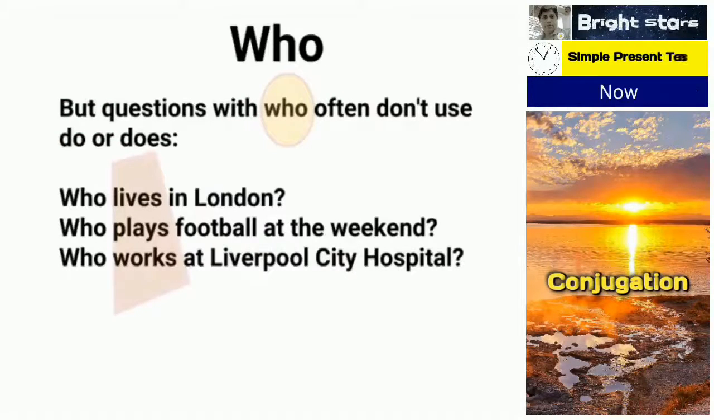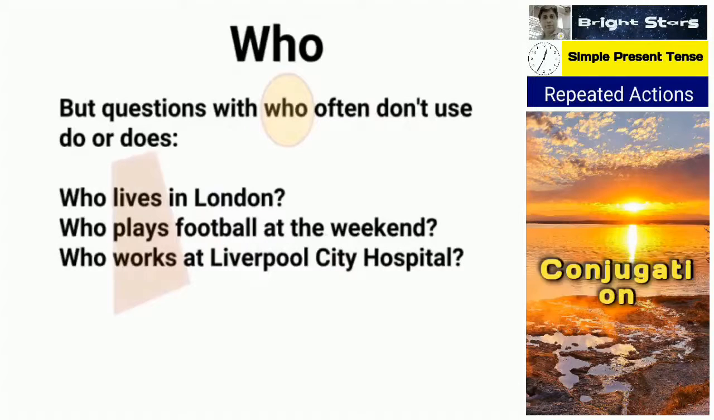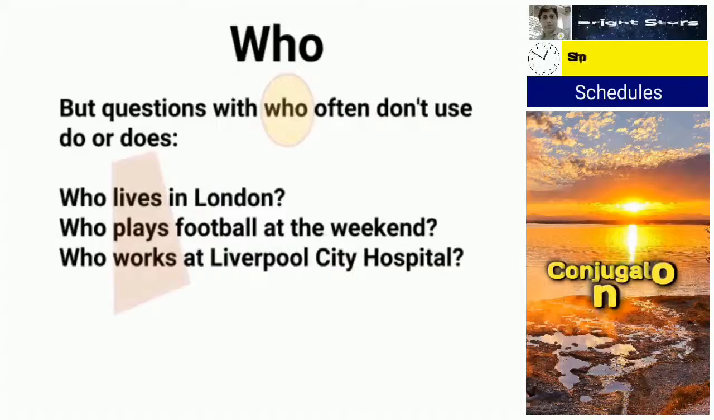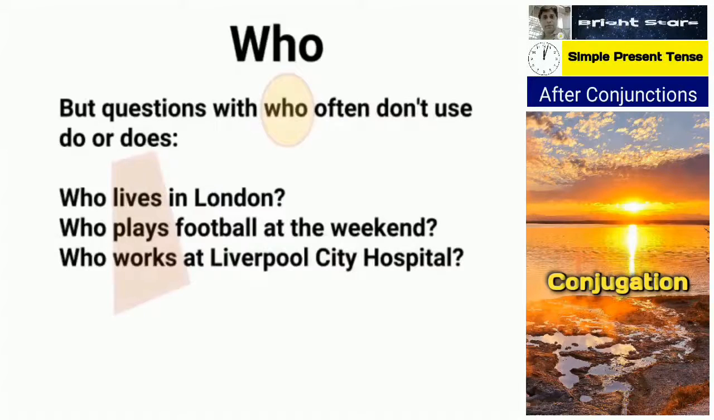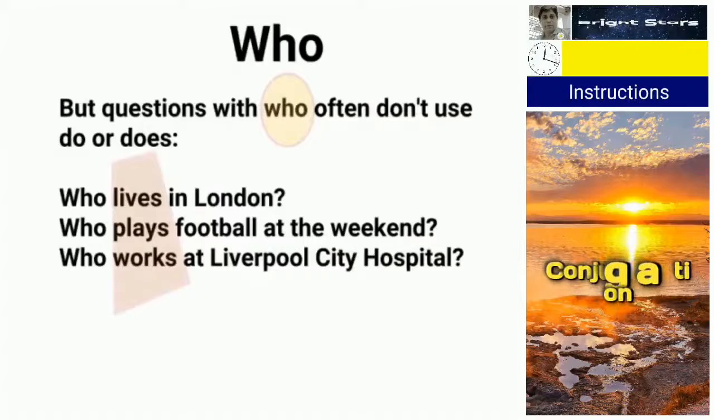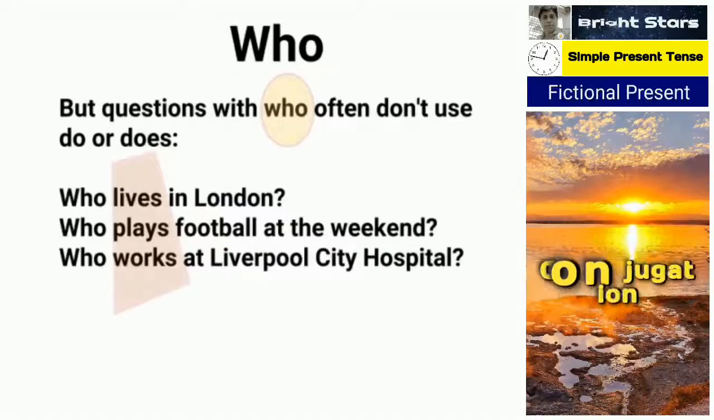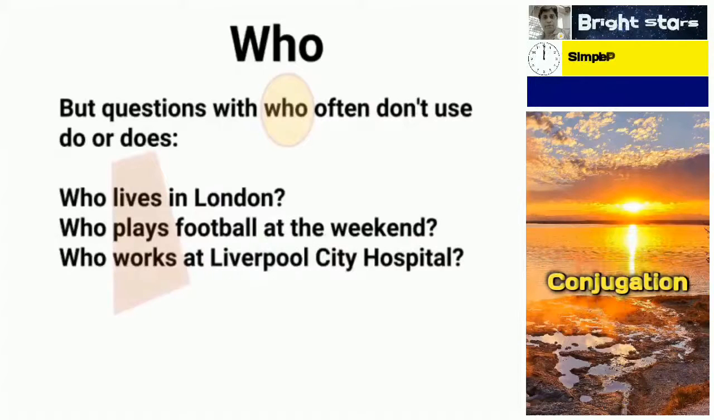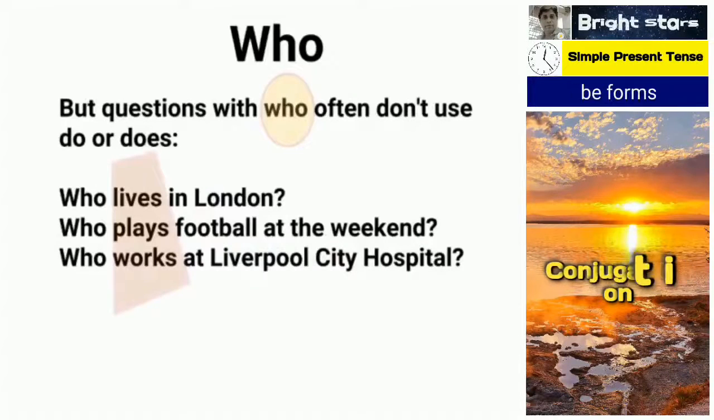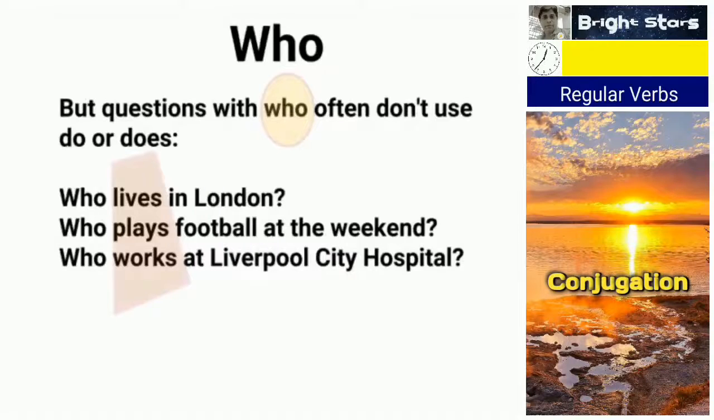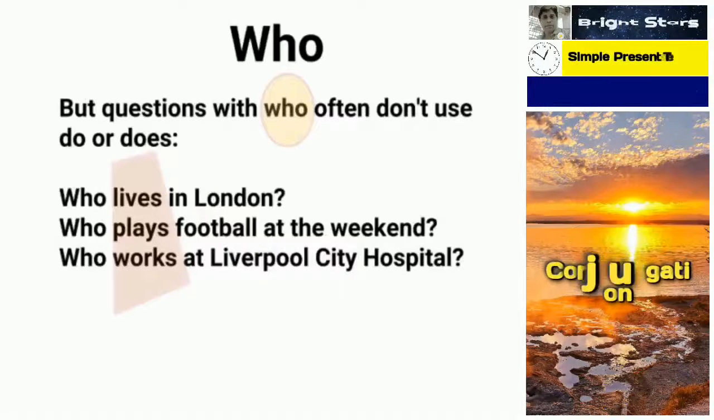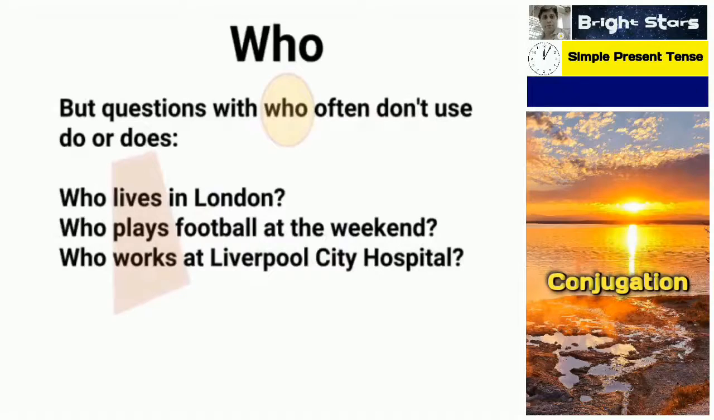For questions we use do or does. But for who forms we don't use this; directly we use lives, plays, works. Who lives in London? We don't write who doesn't. Who lives in London? Who plays football? Who works? So for interrogative sentences we use do or does, but if it is who, we directly use the main verb. These things we have to learn. This is very easy but very important while writing. We should not make any errors in English.